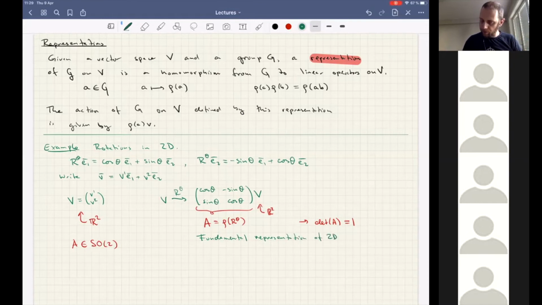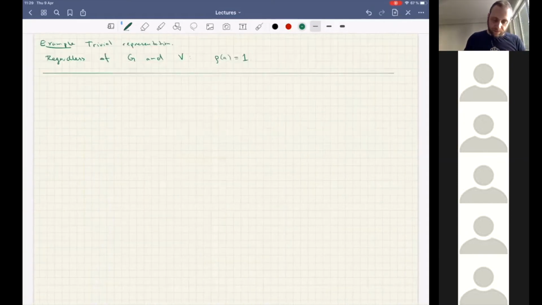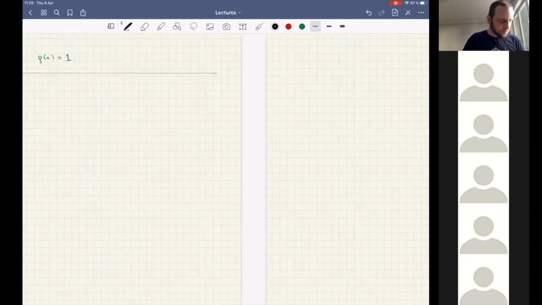Of two-dimensional rotations. Okay. Any questions so far?